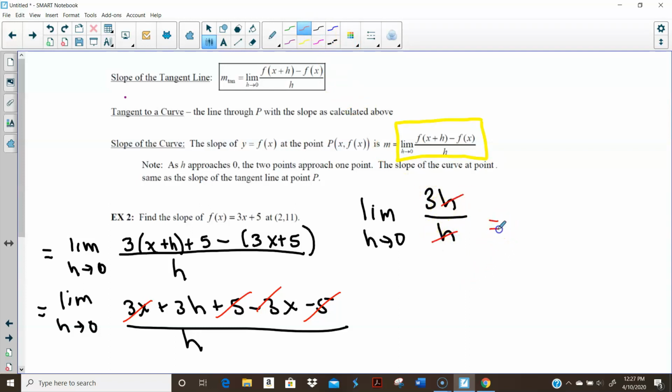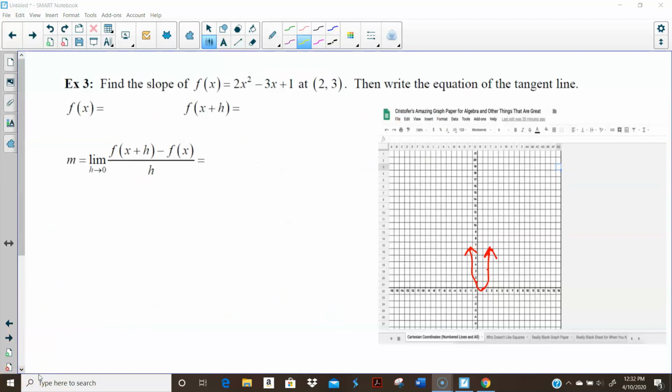So therefore, the limit as h approaches 0 is simply 3. And we knew that because 3 was the slope of the line, which is the rate of change. And that rate of change is going to be the same no matter where you are on the linear function. So now we're going to use this formula to find the slope of the tangent line in a quadratic function.